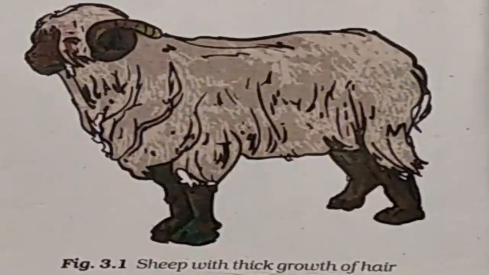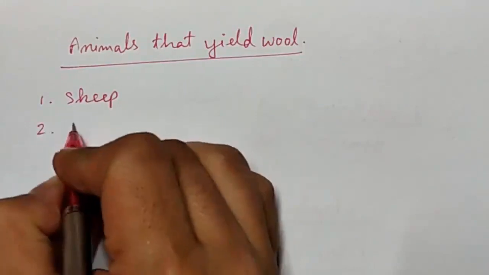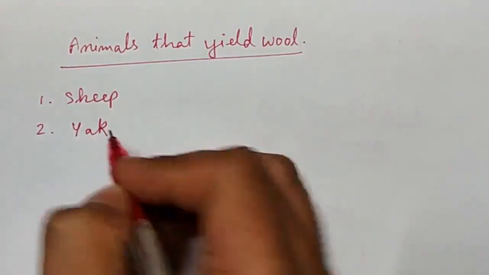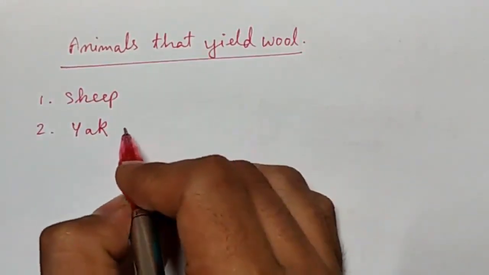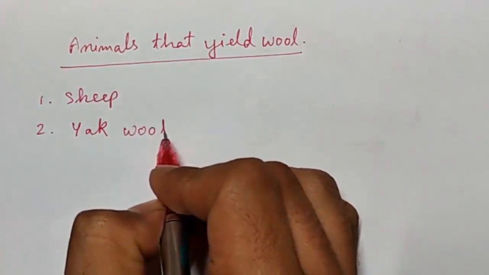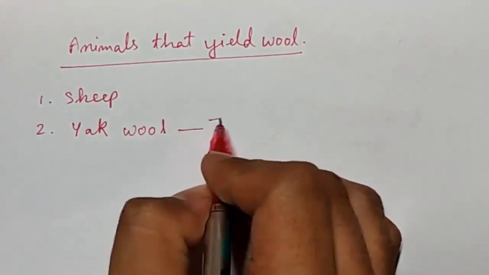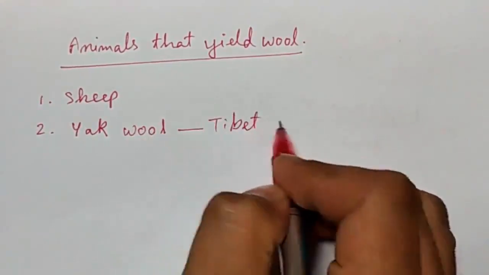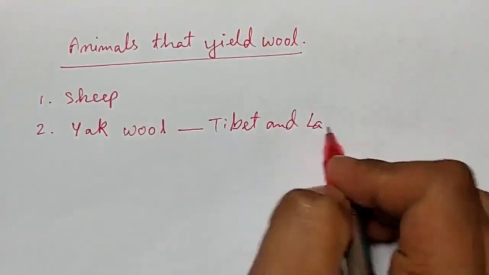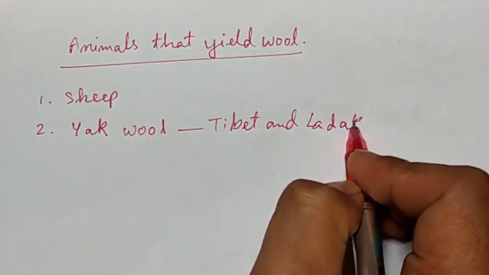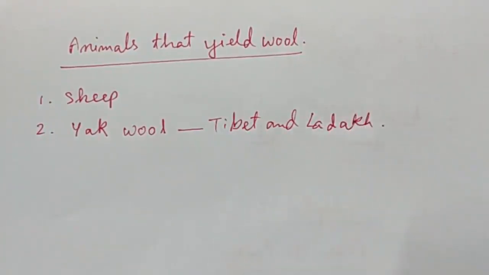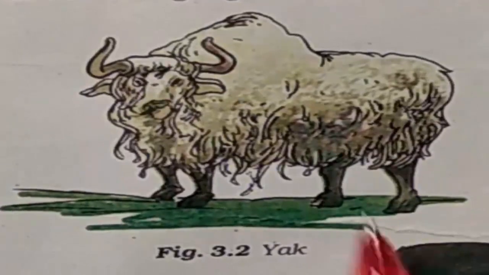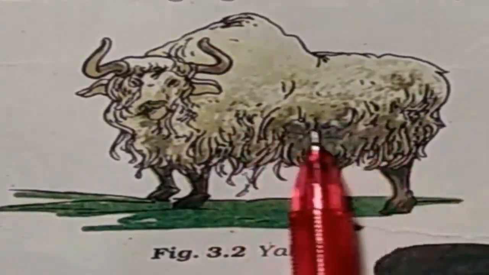This is the picture of a sheep with thick growth of hair. Next is yak. This yak wool is common in Tibet and Ladakh. Let's see the yak. This is the picture of a yak.